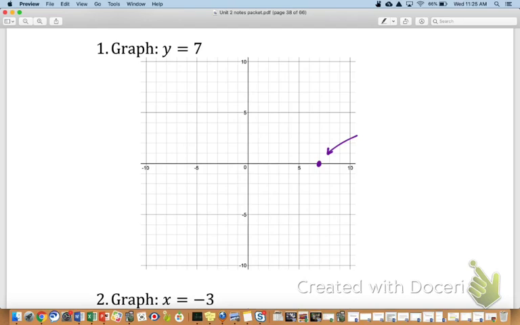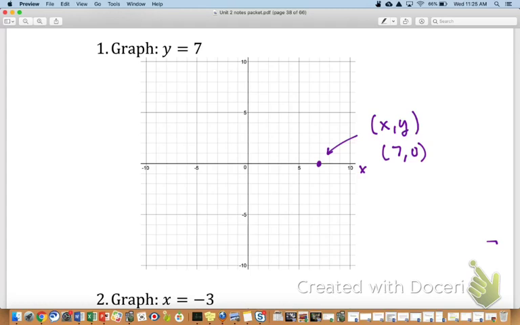Something, comma, something. What do you think? Something comma. 7. No, it's 7, comma 0. I remember with your coordinates, it's always x, comma y, and since this is the x-axis, this would be 7, comma 0. So valid thought, right? Because you got that 7 in there.